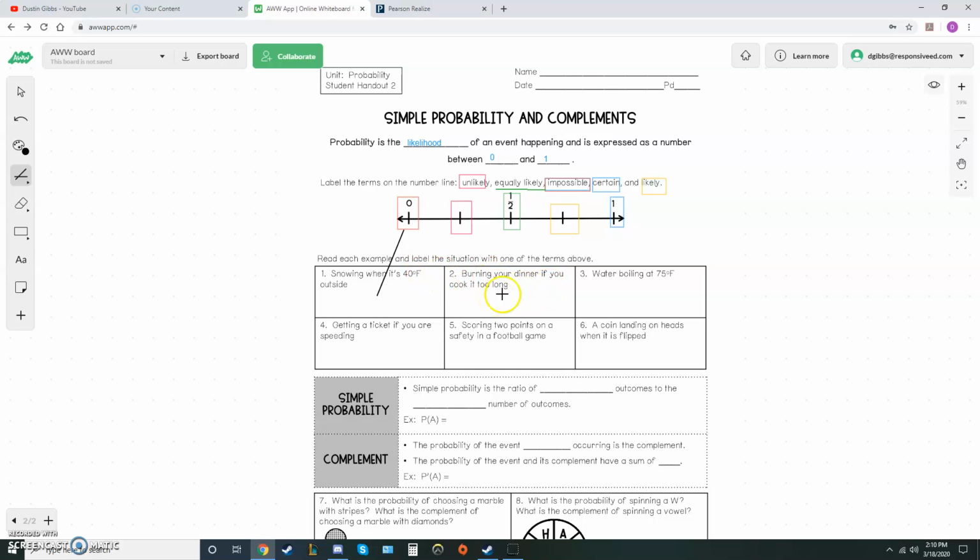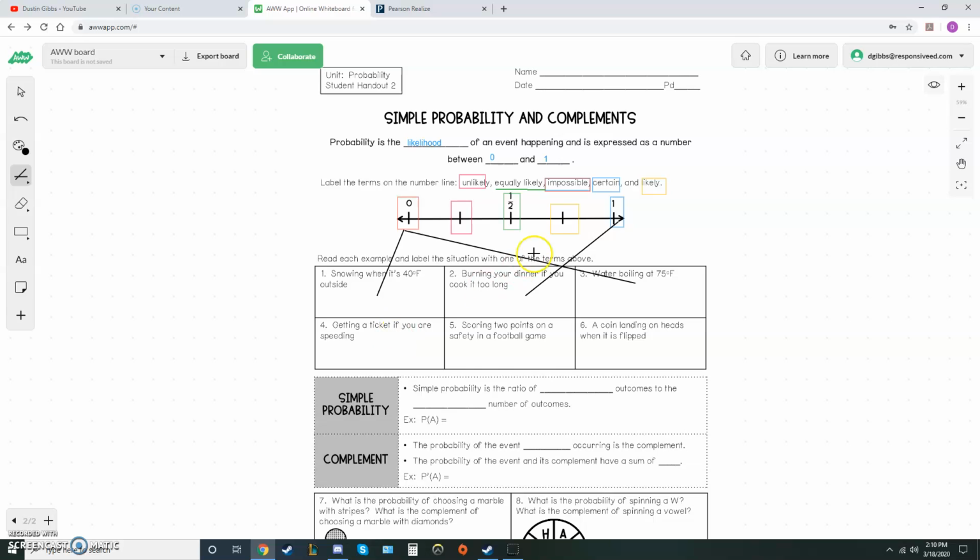Burning your dinner if you cook it too long. I would say it's certain. If you put it in the oven for 3 hours and it's only supposed to be in there for 20 minutes, it's going to burn. Water boiling at 75 degrees Fahrenheit. Well, hopefully y'all know the boiling temperature of water, and if you do, it's impossible.